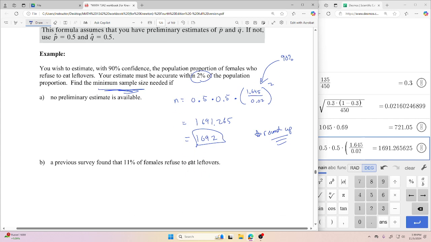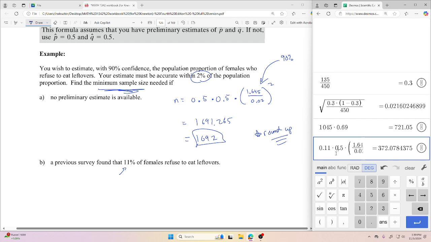Oh, there we go. So let's just say now it says 11%. Somehow, somewhere, we found that a few years ago somebody did this, and I want to redo it now. I now have 11%. 11% is my number, not 50-50 anymore. So I got 11. What's the opposite of 11? 89.